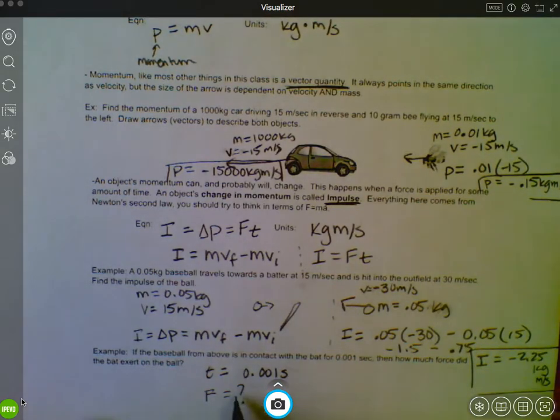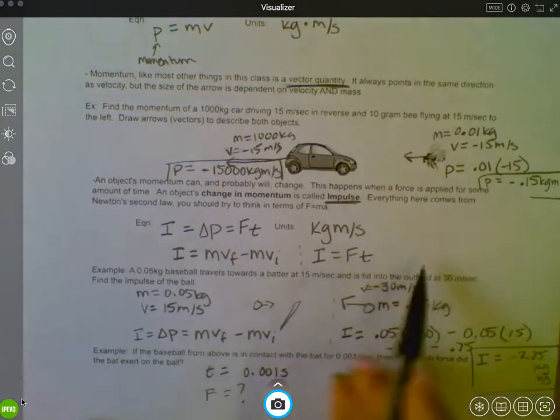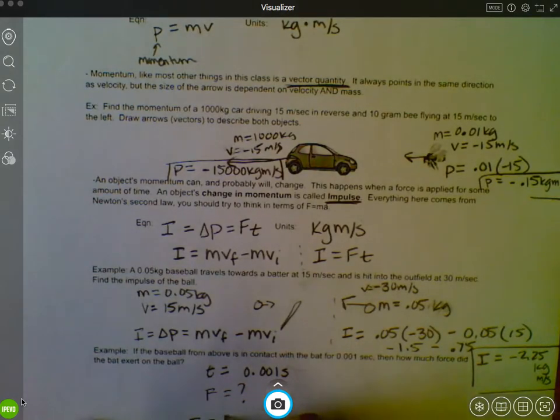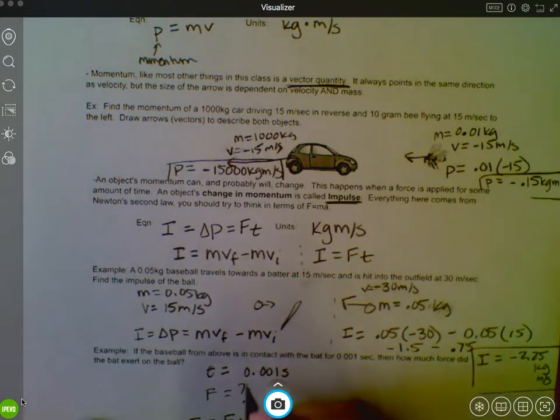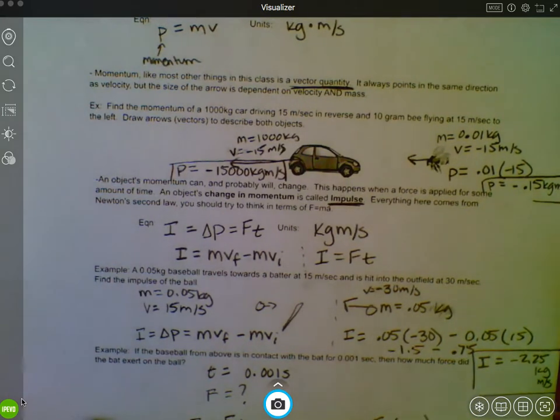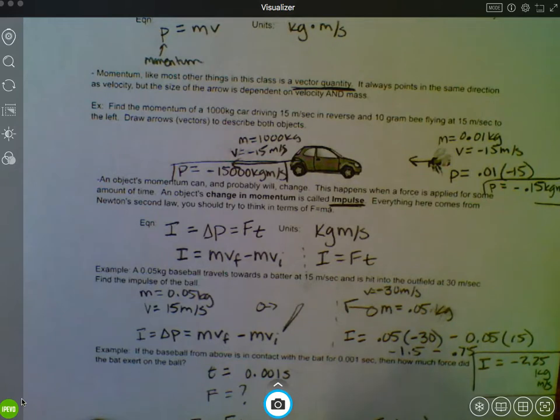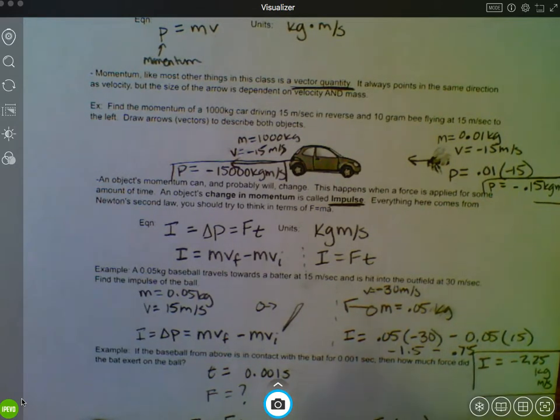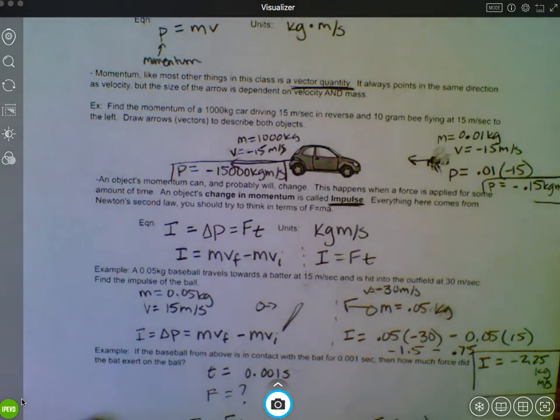The way we connect this to what we found earlier is that we know impulse is equal to force times time. We found the impulse before. It was negative 2.25. We know the time. So if we plug this in, we get negative 2.25 equals force times 0.001. Divide negative 2.25 by 0.001, and you get the force is equal to negative 2250 newtons. The negative is just the direction.